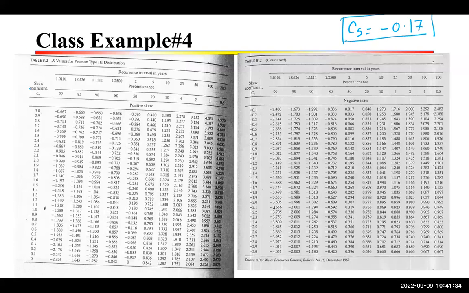Now, this page is everything positive, so we can't use anything from that one. From this page, we have the negative numbers, but we need 0.17. Do we have 0.17 in this table? We have 0.1 and 0.2. So what is the way to get the 0.17 value? The interpolation.